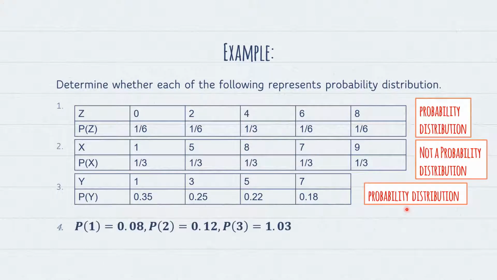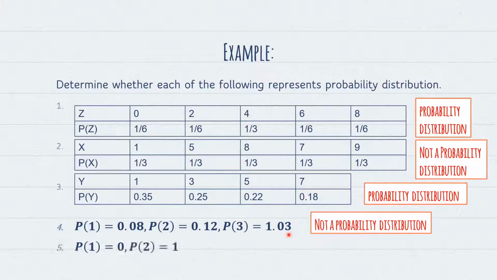Okay, for the next number, we have P of 1 equal to 0.08, P of 2 is 0.12, and P of 3, the probability of 3, we have 1.03. So, in the first condition alone, we have 1.03. It already violated it, so it does not fit our condition. Right at the first condition, it does not fit. Therefore, this is not a probability distribution.